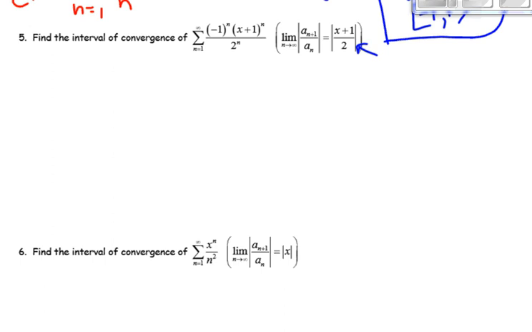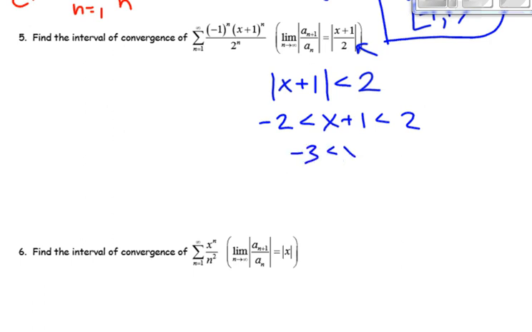So we want that expression to be less than 1. In other words, since 2 is positive, we can just multiply both sides by 2 and say that we want the absolute value of x plus 1 to be less than 2. Therefore, we want the expression x plus 1 to be between -2 and 2. And when you subtract 1, you get x being between -3 and 1. Okay, so now you need to test both -3 and 1 in your series.